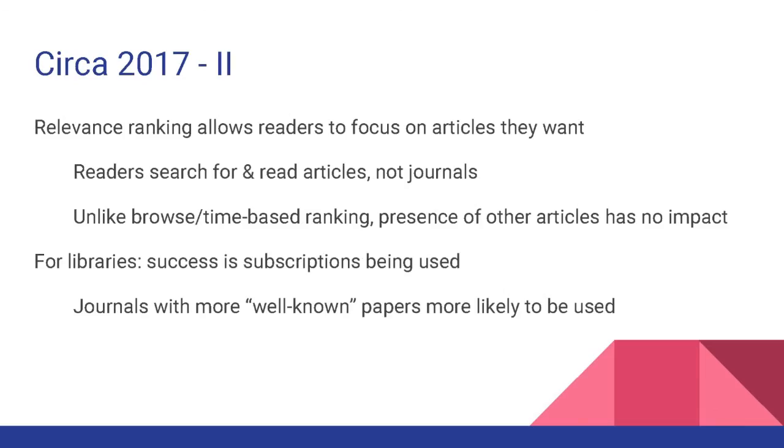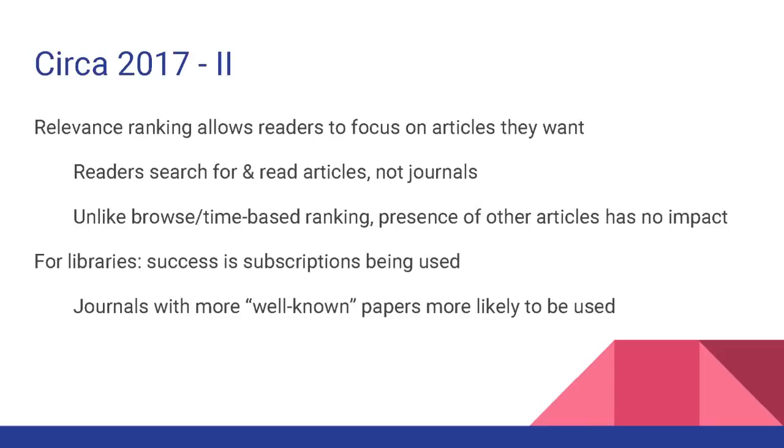The second class of changes that has happened over time is that search services have moved to relevance ranking. Prior to this, search services were mostly time-based ranking. Most people would either search and then effectively browse across the time-based ranking or browse tables of content. Presence of articles that were not relevant hindered you. So it did matter if there were articles that you did not want. Today, this is no longer relevant. Readers search for and read articles and only look at articles that are relevant to them. The presence of other articles has no impact on readership.